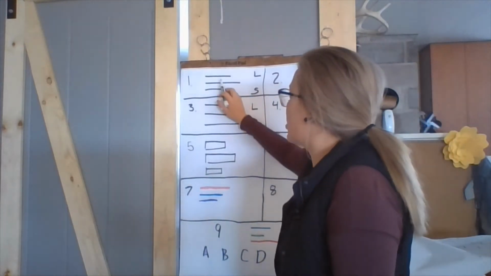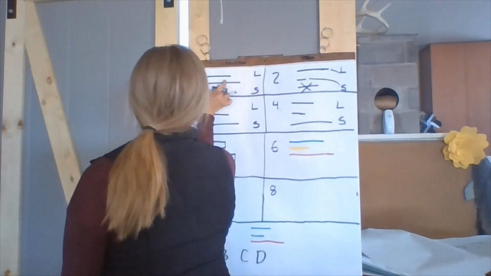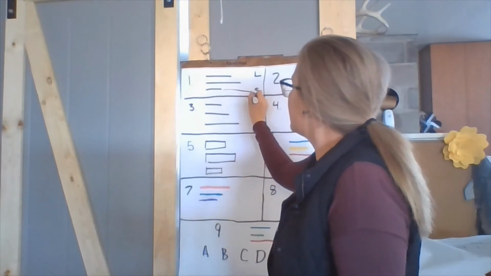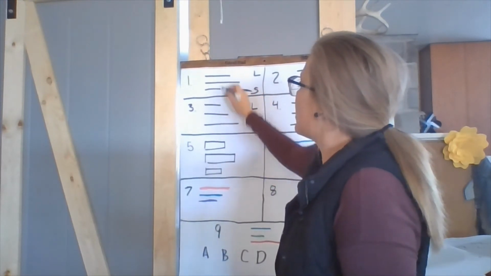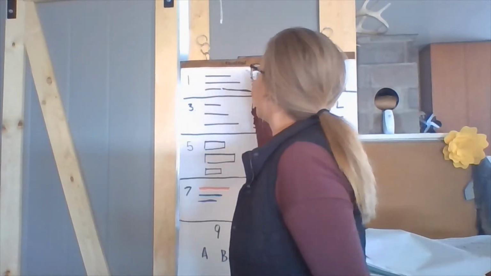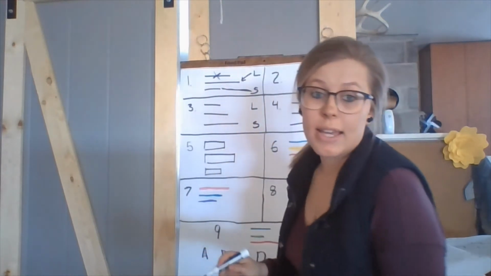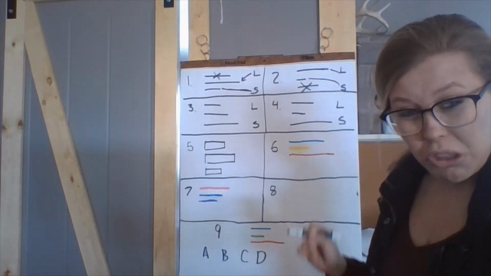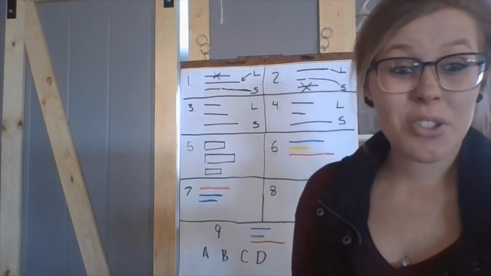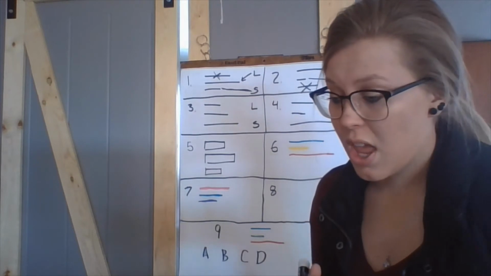So I'm going to look for the shortest one. Where's this one? Okay, so I figured out that this one's the shortest. And then I'll look. And that one's shorter than that one, so that means this one right here is the longest. So just use whichever way you understand best to figure out which one would be the longest and the shortest out of 1 through 4.